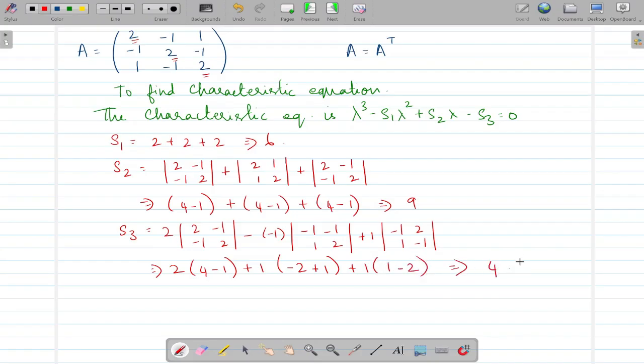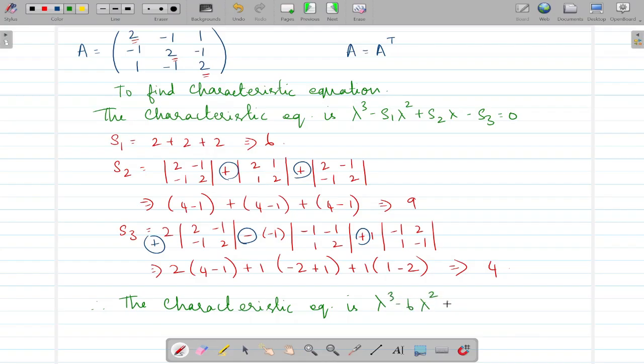to get 4. So here is an important note you need to remember: in S2 all signs are positive, but in S3 the signs alternate, starting positive. So from this, the characteristic equation is lambda cubed minus 6 lambda squared plus 9 lambda minus 4 equals 0. On solving this equation, we obtain repeated eigenvalues.